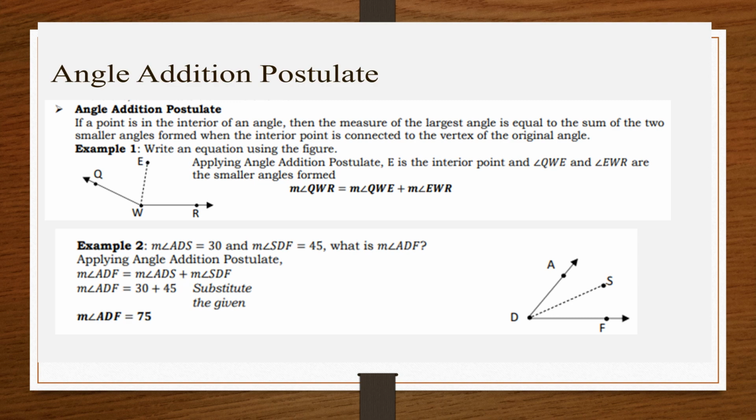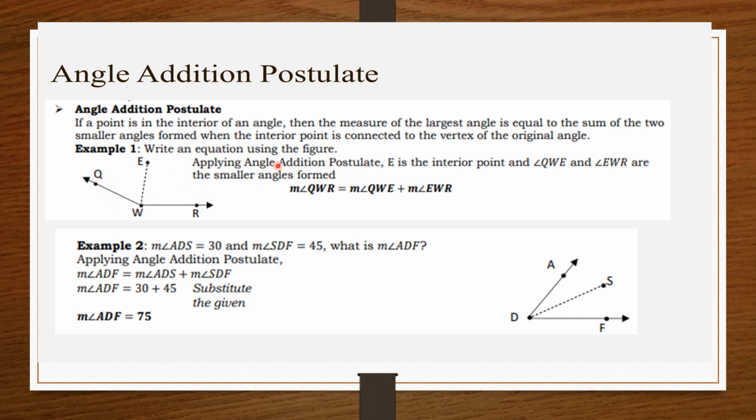All right, let us have our lesson now. We're going to talk about the angle addition postulate. If a point is in the interior of an angle, then the measure of the largest angle is equal to the sum of the two smaller angles formed when the interior point is connected to the vertex of the original angle.